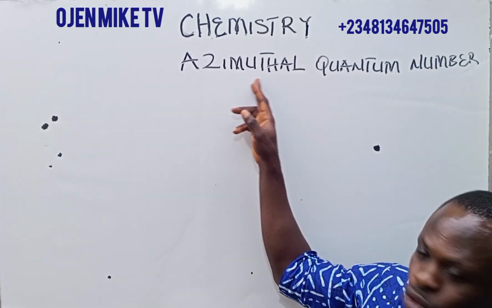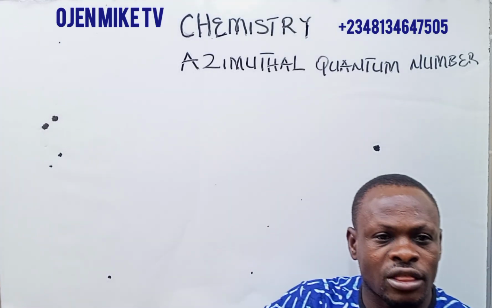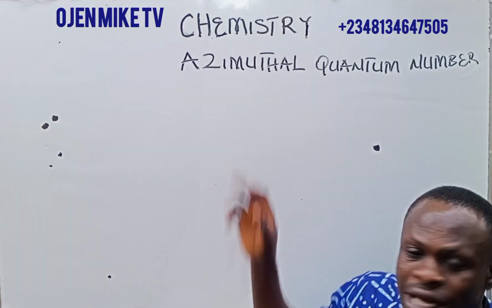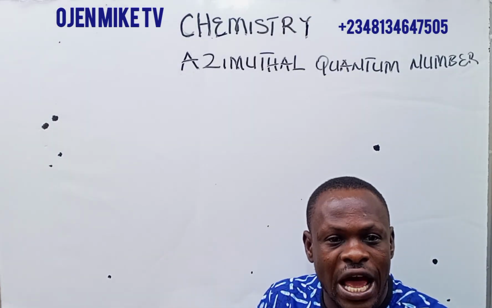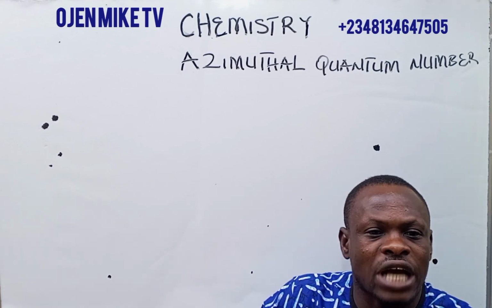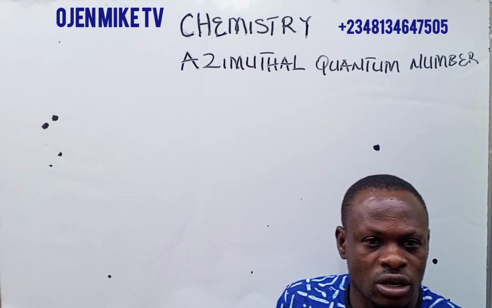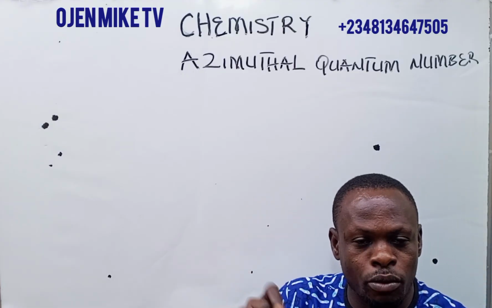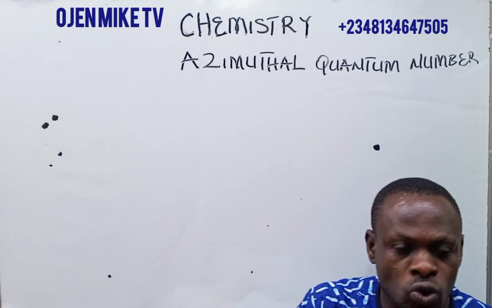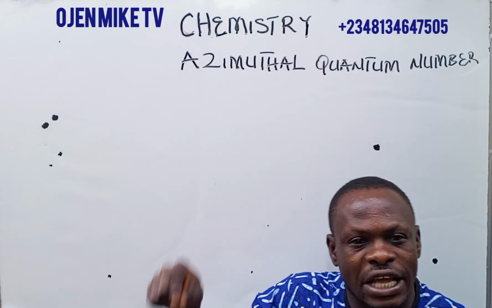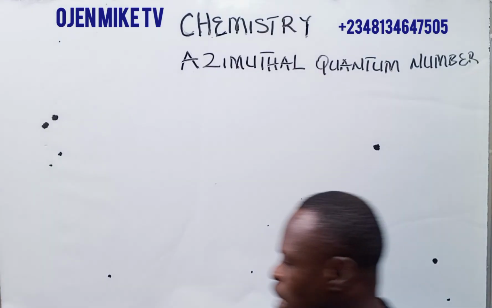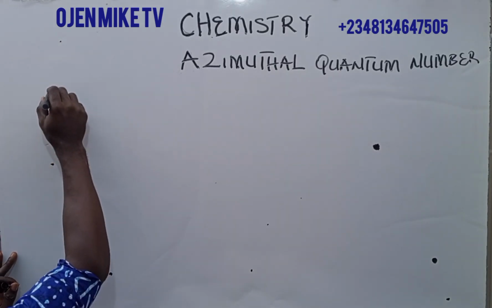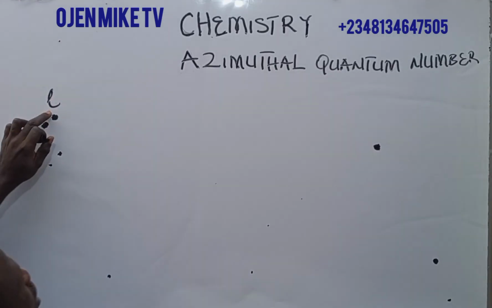So when we talk about the azimuthal quantum number, we are looking at the shape of an orbital. The azimuthal quantum number tells us the shape of an orbital and the subshell in which an electron is. There are two things that the azimuthal quantum number tells us. One, the shape of an orbital. Two, the subshell in which an electron is. Now, the azimuthal quantum number is denoted by a letter. Look at the letter here.